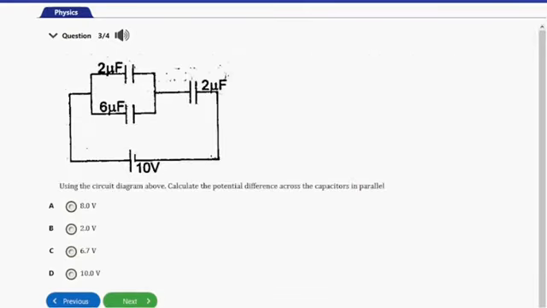It says, using the circuit diagram above, calculate the potential difference across the capacitors in parallel. We have A, 8.0 volts, B, 2.0 volts, C, 6.7 volts, and D, 10.0 volts. So guys, we are told to calculate the potential difference across the capacitors in parallel here.